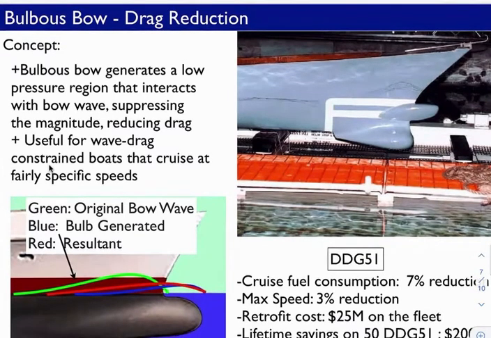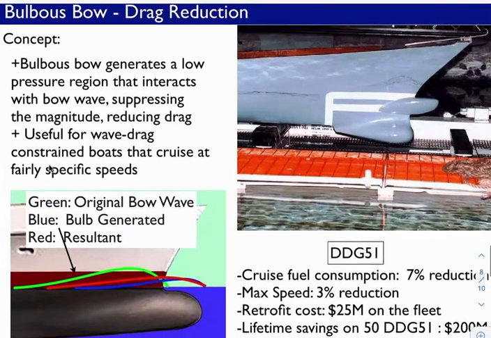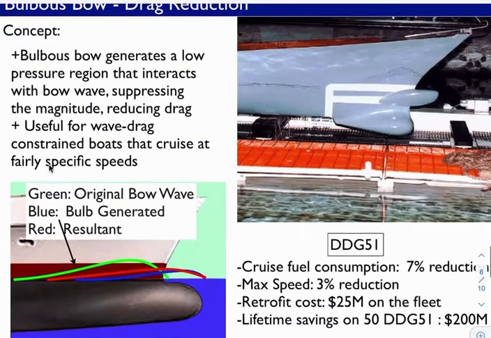The first is a bulbous bow. And so we see these on quite a few boats now, particularly boats that are often operating at a consistent speed. We think about even cruise ships, you think about container ships. They spend a good chunk of their life running at a single speed or a single Froude number. And you can use the bulbous bow to reduce the wave drag at those Froude numbers if they're designed correctly.